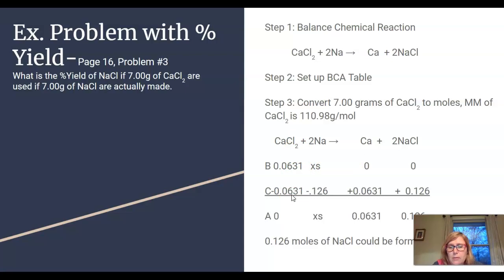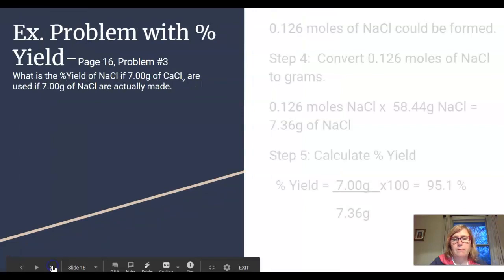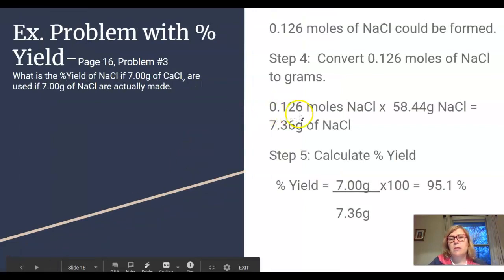So go ahead, fill out the BCA table. In theory, 0.126 moles of NaCl was formed. Before you can do percent yield, you have to convert it to grams. So take your moles of NaCl and multiply by the molar mass of NaCl. So 0.126 moles of NaCl, multiply it by 58.44 grams of NaCl. And in theory, you should get 7.36 grams of NaCl.